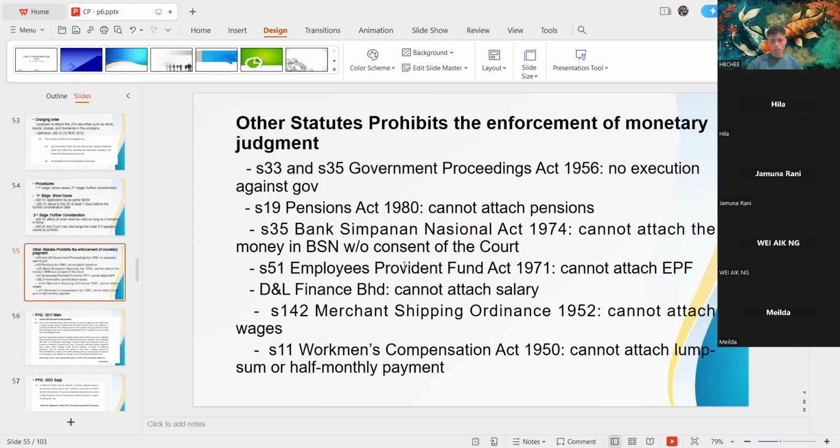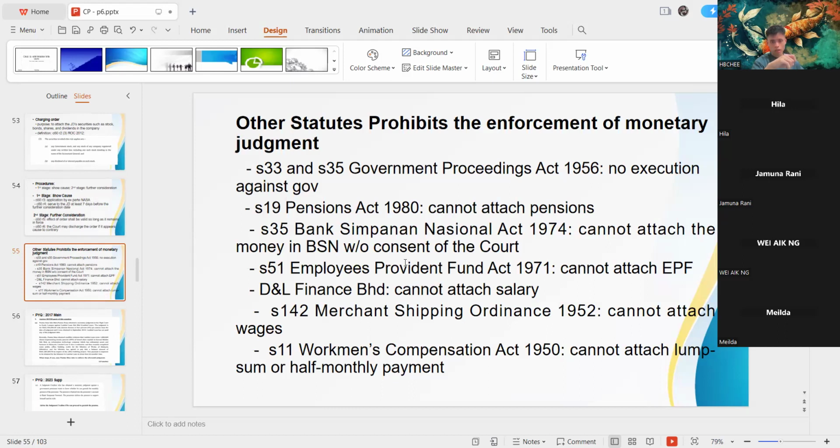So we will go further on to the statutes that prohibit the enforcement of monetary judgment. So under the Pensions Act, the judgment creditor cannot attach the pension of the judgment debtor. And furthermore, under the BSN Act, you cannot attach the money in Bank Simpanan Nasional without the consent of the court. And also, in the EPF Act, you cannot attach someone's EPF.